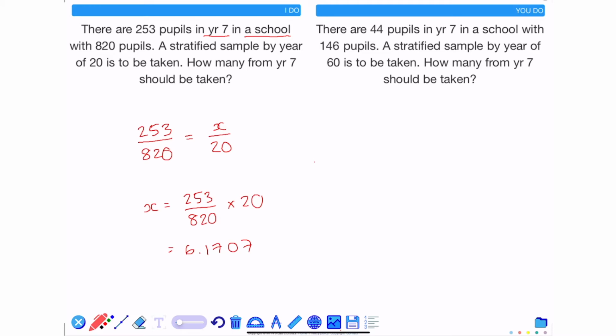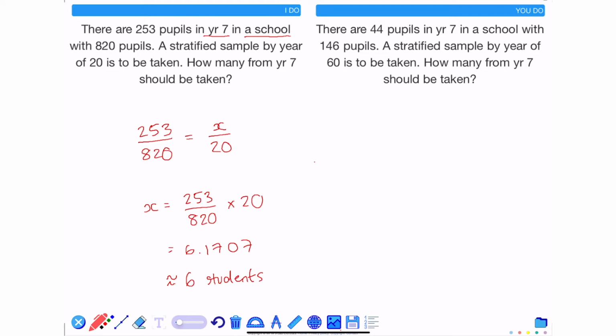I was talking about Year 7s in this example, so an answer of 6.1707 is not right, because I can't get 0.1707 of a person. So we'll round this to 6 students. And that's my answer. I will take 6 students from Year 7 to be in my sample.